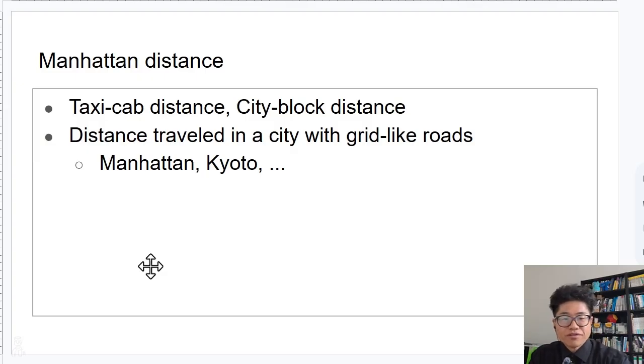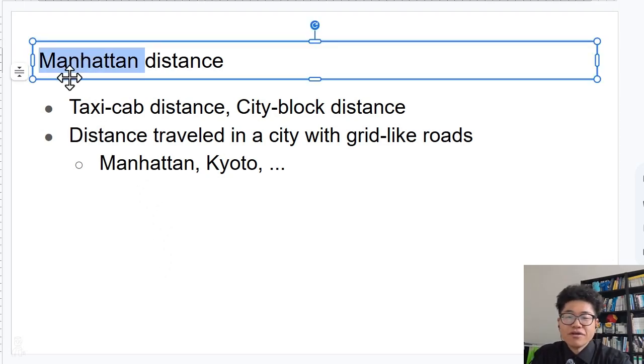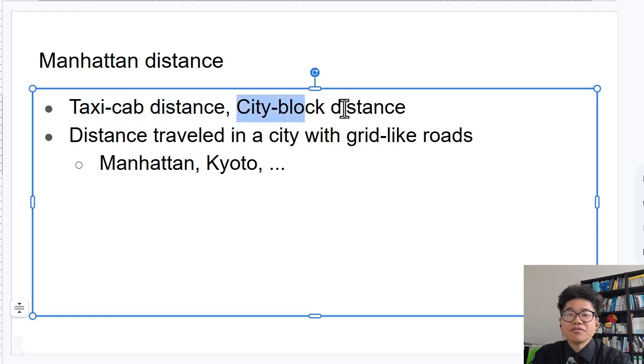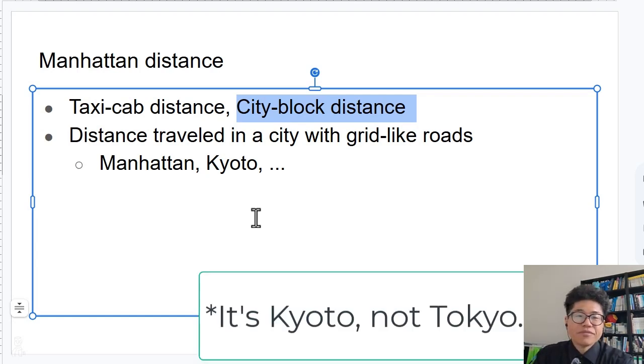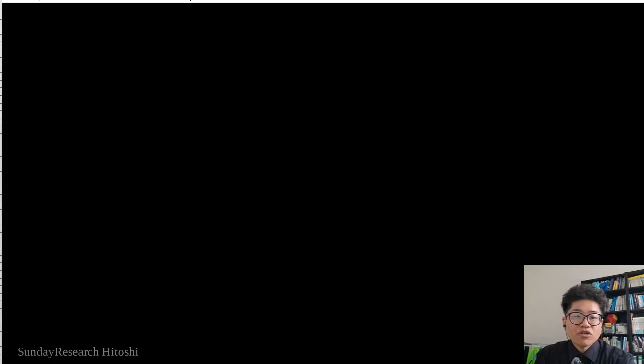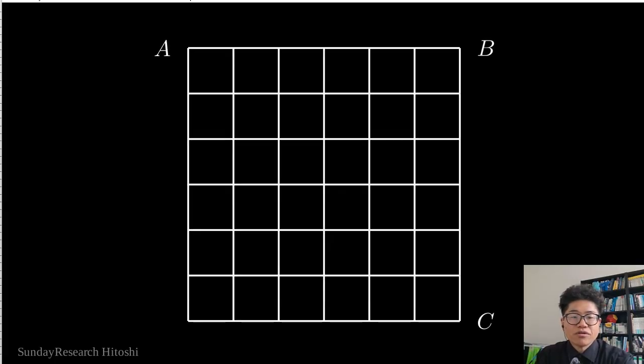Apart from Euclidean distance, there is another distance called Manhattan distance. Manhattan distance is also called taxicab distance or city block distance. Manhattan distance is a distance when moving in a city with a grid of streets, like Manhattan, Tokyo, and so on. Let's see what the Manhattan distance looks like. Imagine a town with a square grid of roads. Suppose we are moving from point A to point C.